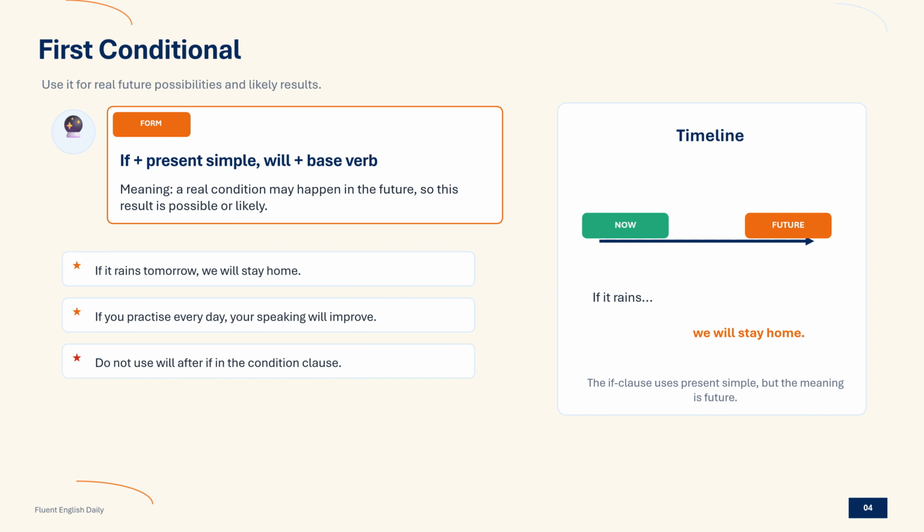Although the meaning is about the future, we normally use the present simple after if. We do not usually say, if it will rain tomorrow. Instead, we say, if it rains tomorrow. The result clause can contain will because it describes the future consequence. So remember, present simple in the condition clause, but future meaning in the result clause.